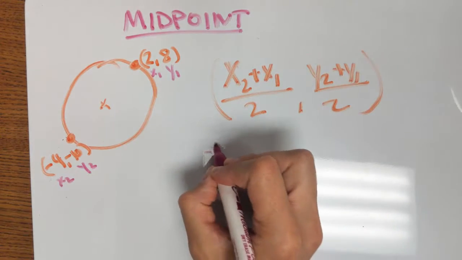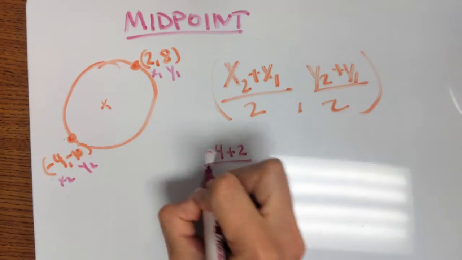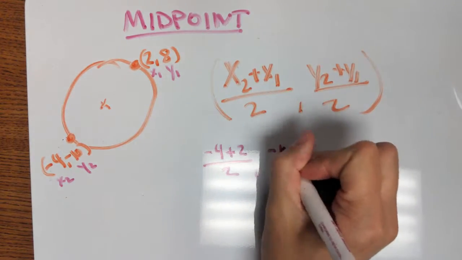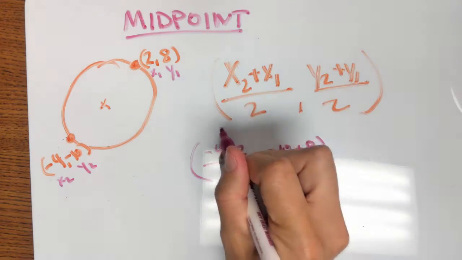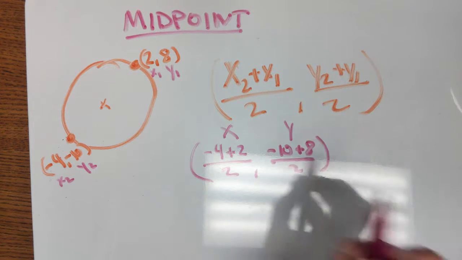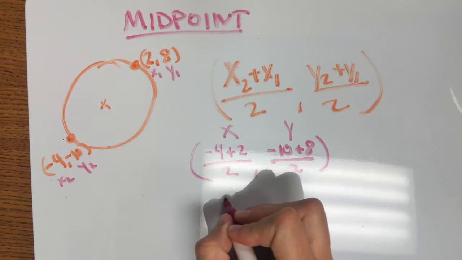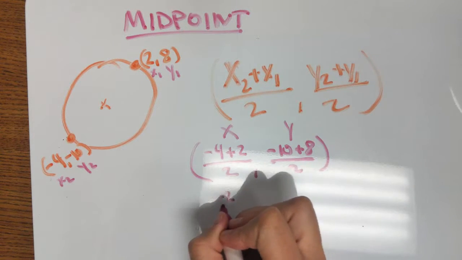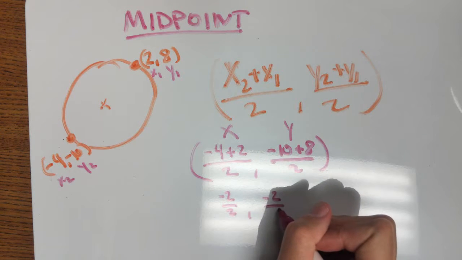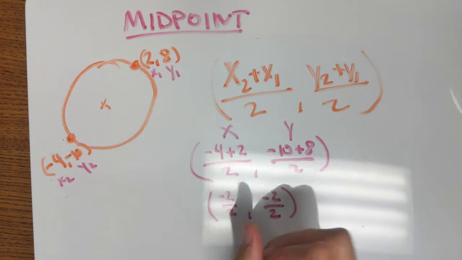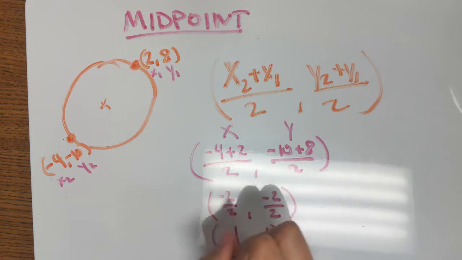So we have -4 plus 2 over 2, -10 plus 8 over 2. When we simplify it, this is going to be my x coordinate, this is going to be the y. So that gives me -2 divided by 2, and also -2 divided by 2. When simplified, we get -1, -1.